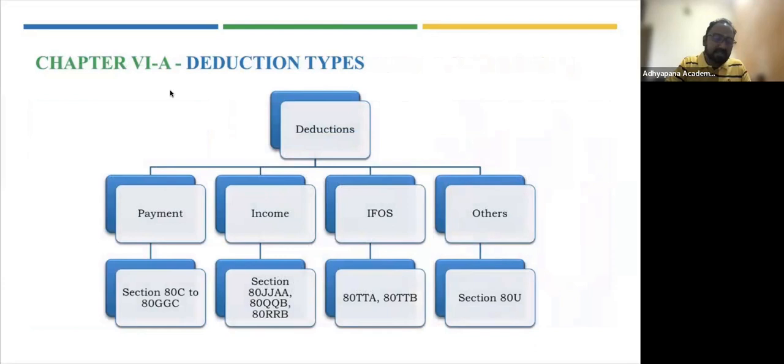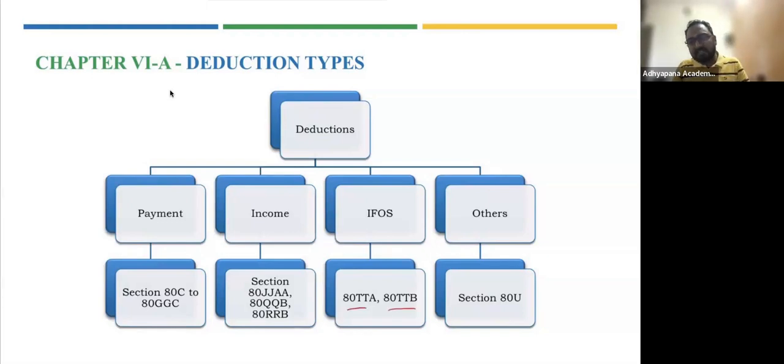So these are the deduction types. Basically, deduction types are categorized as payment basis, income basis, certain deductions only for income from other sources, and other category. When you say payment basis, we will be discussing from section 80C to 80GGC. When you say income basis, generally we said it's profit linked deductions, specifically 80JJAA, QQB and RRB. Now, what about income from other sources? There are two broad deductions, that is 80TT and 80TTB.